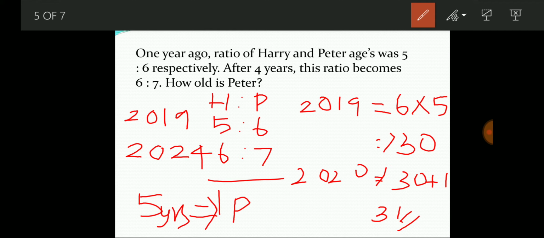Again, a very simple question. Peter's age is 31. Very simple question. So let's get on to the next question.